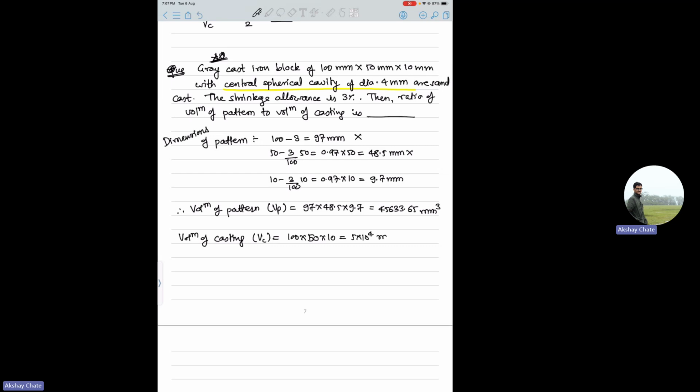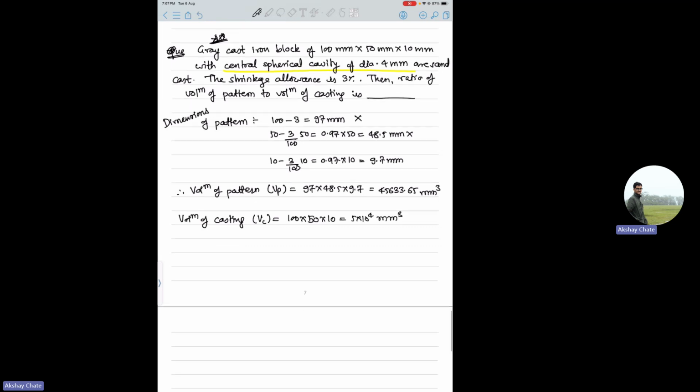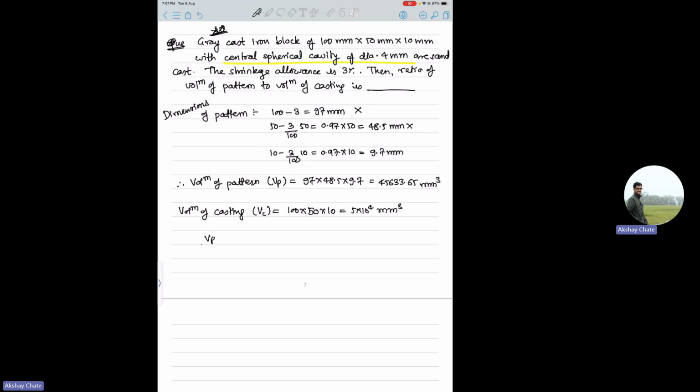So they are asking you about the ratio. So VP by VC they are asking. So that is 45633.65 by 50,000, and that comes out to be 0.913. Okay, so this was the correct answer.